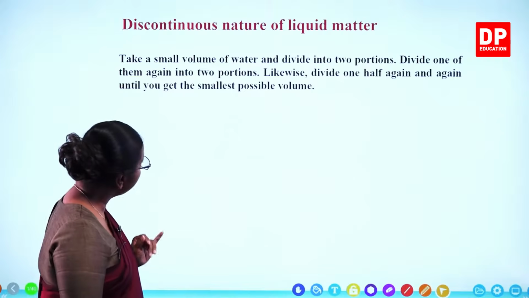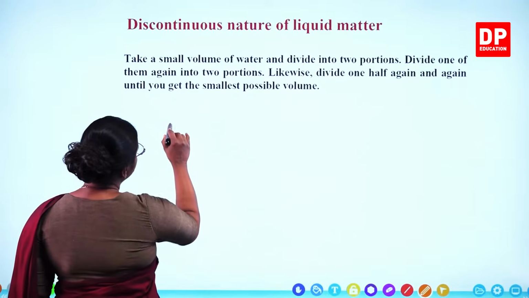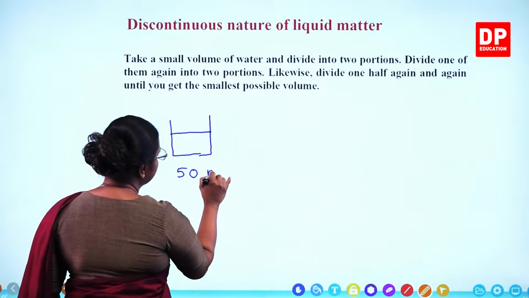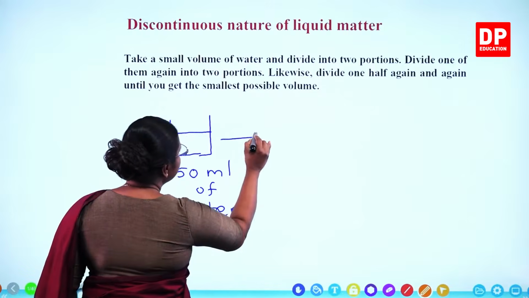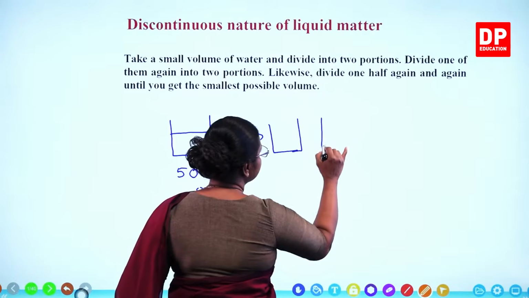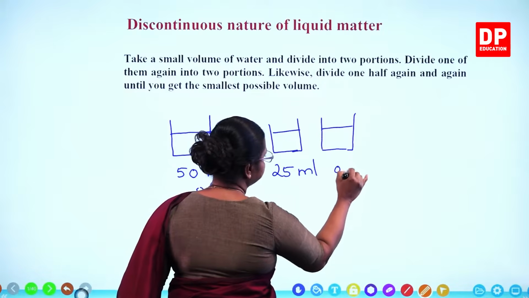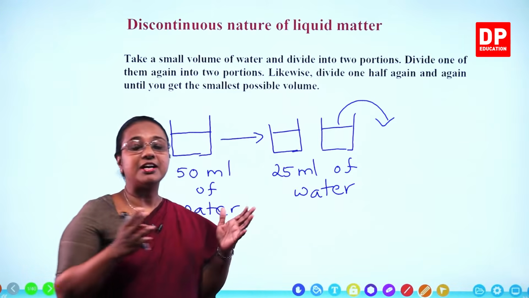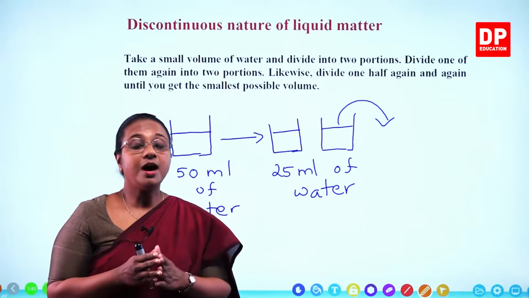So if you take a small volume of water and divide it into two portions. So let's say we have a small beaker with about, we'll say, 50 milliliters of water. Then what we can do is, we can divide this into two portions. So we will have two small beakers with 25 milliliters of water each. From that, you can take one beaker, again divide it into half. From that, you divide that volume of water into half a portion.